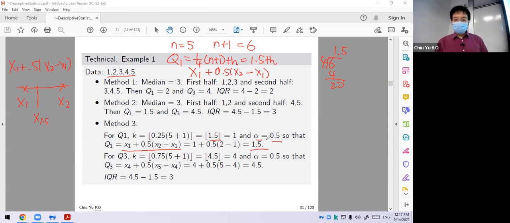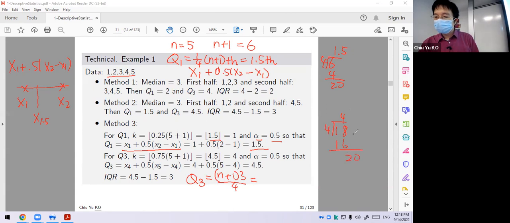Okay, so now let's do Q3. Q3 is n plus 1 times 3 over 4. So n is 6. 6 times 3 is 18. 18 over 4. Let's do it. 4, 4, 16, 20, 4.5. It's 4.5.